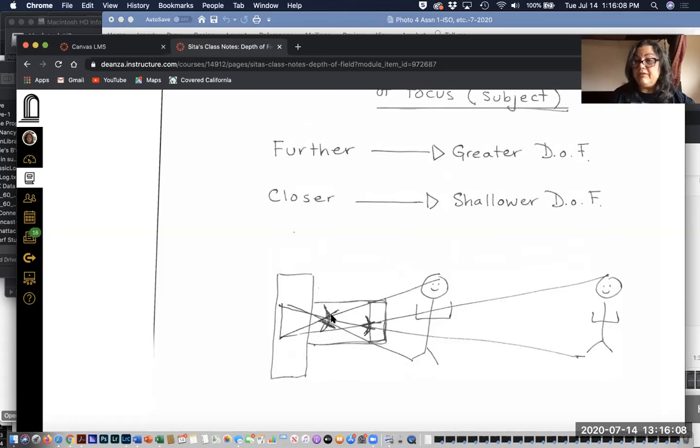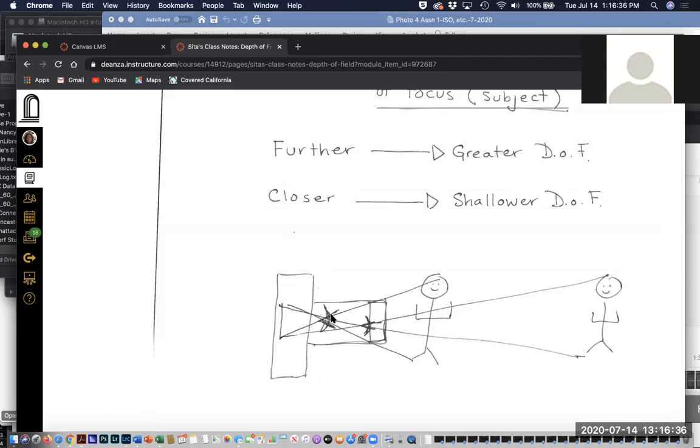Okay, so depth of field is the area or the amount of space in the frame that is in focus from the foreground to the background. Shallow depth of field is when you have very little in focus aside from what you focused on. Great depth of field is when you have most or all of the frame in focus from the foreground to the background. There are three things that affect depth of field. The aperture.